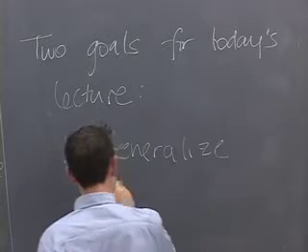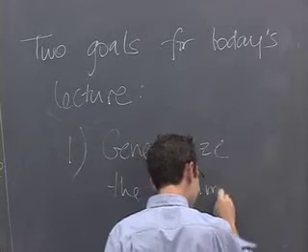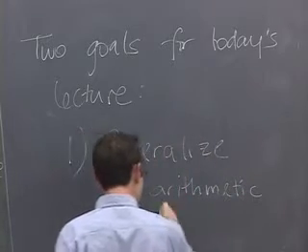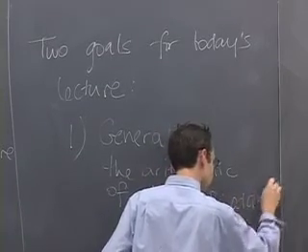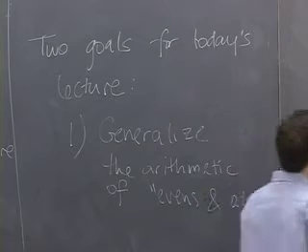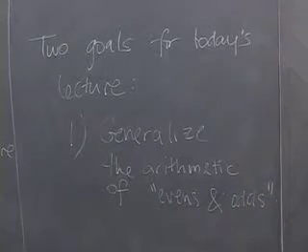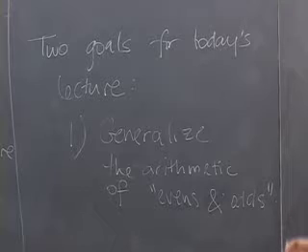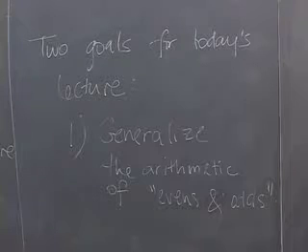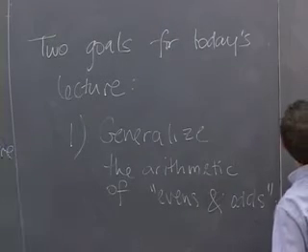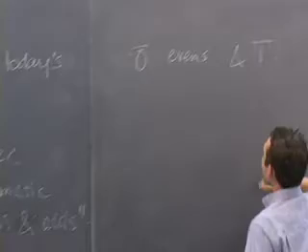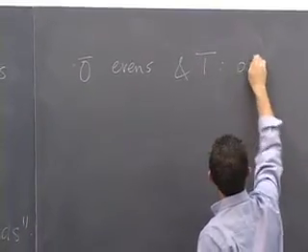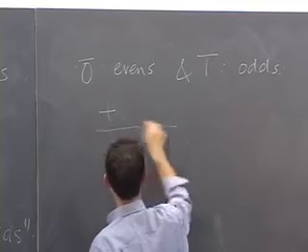Is to generalize the arithmetic of what I'll call evens and odds. So what do I mean by that? Well, something that you sort of discover when you're really, really young is that there's a nice way of computing with evens and odds independently of the whole arithmetic of all of the integers. So what I mean by that is if I denote by 0 bar all the even numbers and by 1 bar all the odd numbers, there's a natural addition operation.